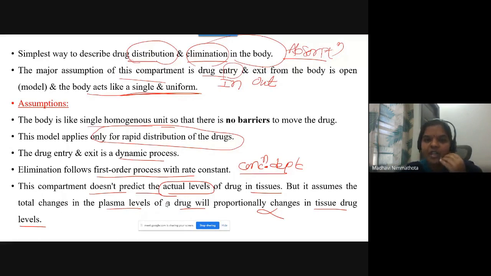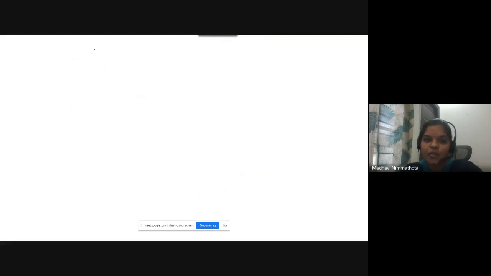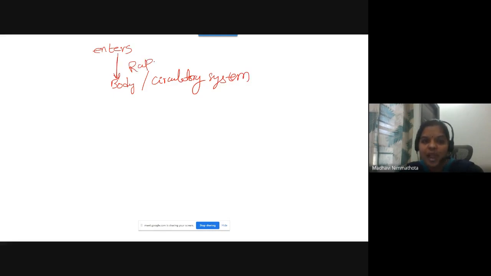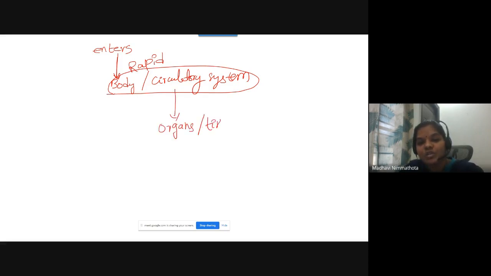And one more important thing, in case of this IV bolus administration, once the drug enters into the body or circulatory system, the process is very rapid. And then once the drug enters into the circulatory system, the organs or tissues will uptake the drug.